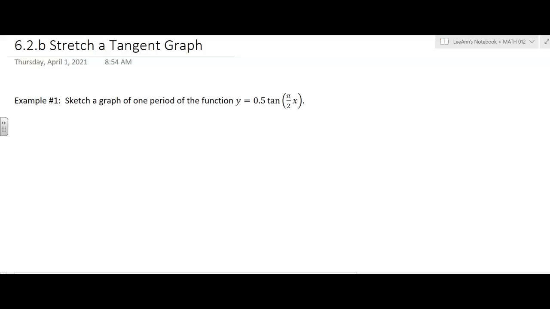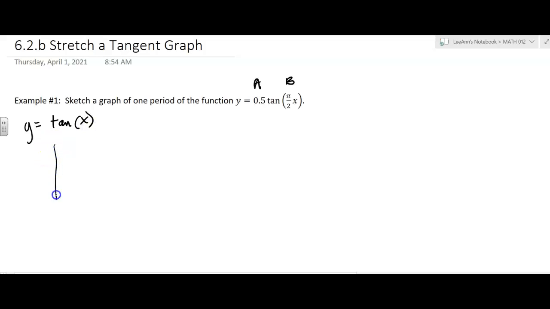Okay, so we're going to graph a tangent curve, and it's got an A and it has a B. So the period's going to change. But before we do this one, let me just review a regular tangent curve. So y equals tan of x.